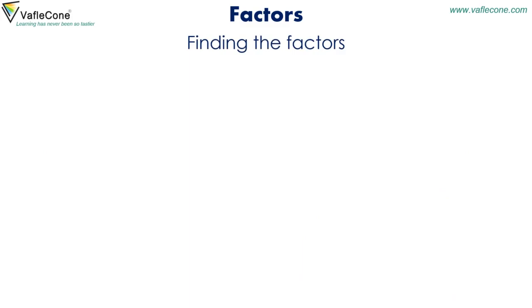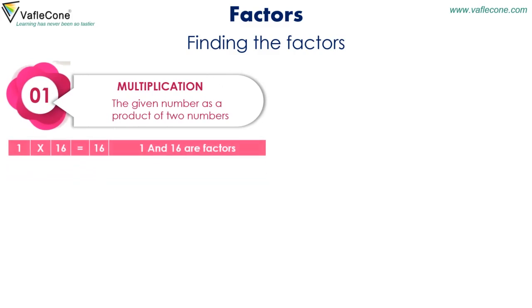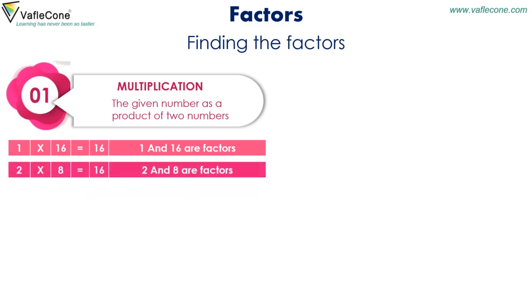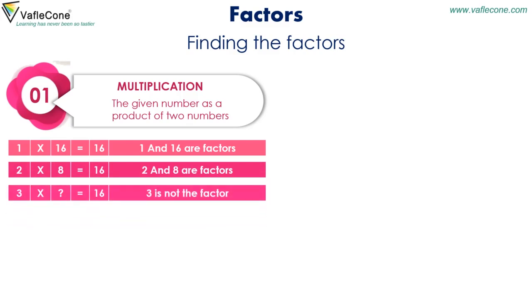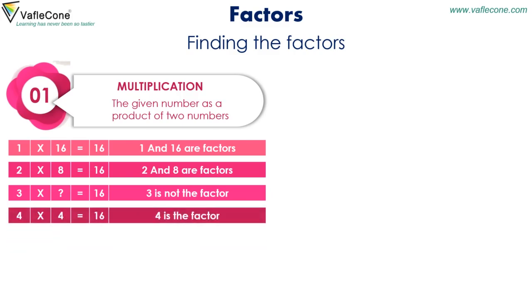Finding the factors. Multiplication. Write the given number as a product of two numbers. For example, 1 into 16 is equal to 16. 1 and 16 are factors. 2 into 8 is equal to 16. 2 and 8 are factors. 3 into question mark is equal to 16. 3 is not a factor. 4 into 4 is equal to 16. 4 is a factor.